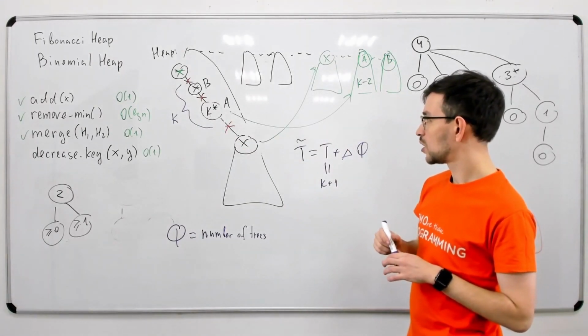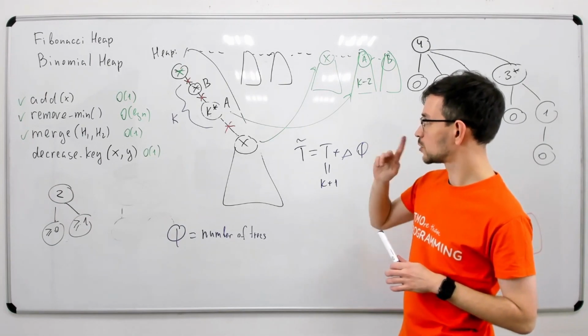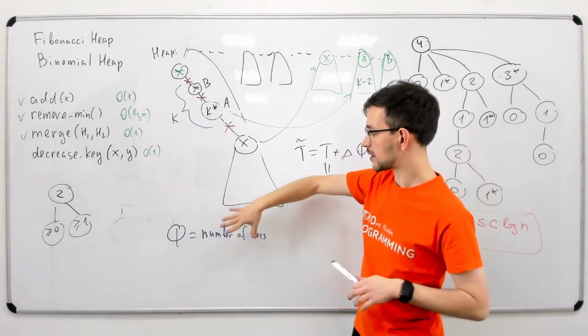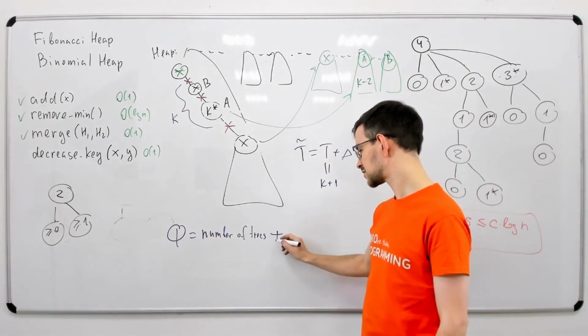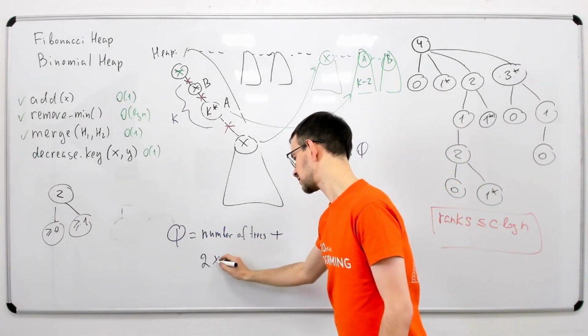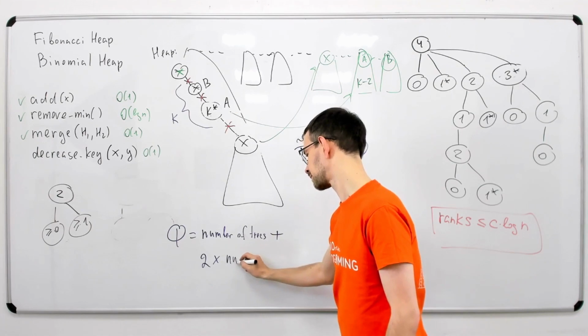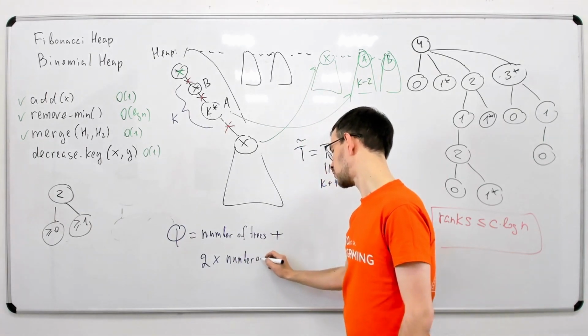So let's do the following. Let's say that the potential is the number of trees plus 2 multiplied by the number of marked nodes.